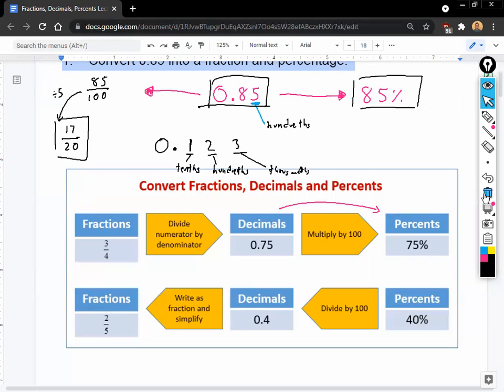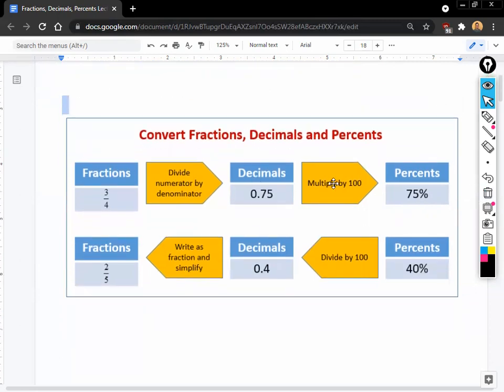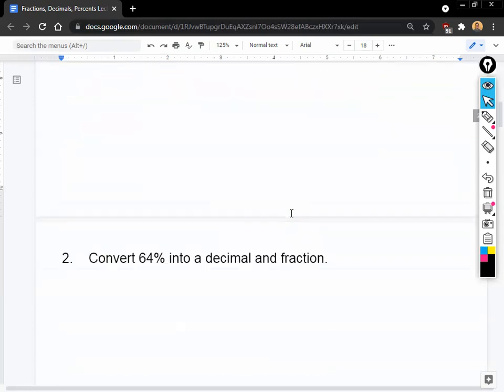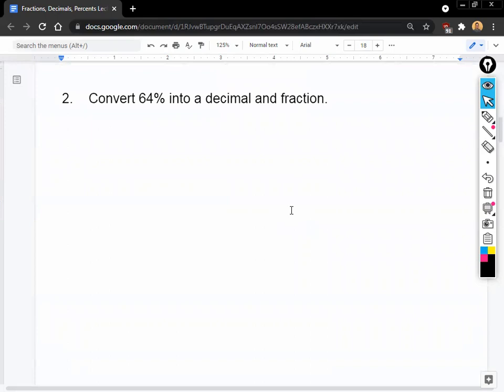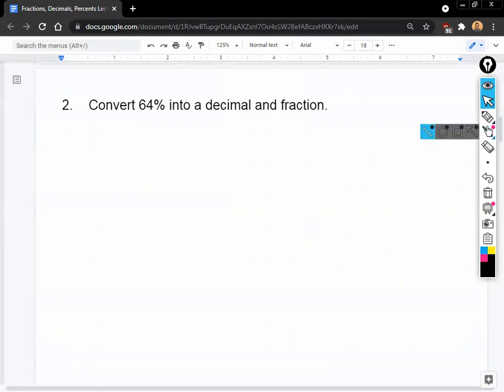Alrighty, let's move on to the next question. I'm not going to have this chart up anymore, so just make sure you have it handy if you need it. I'm going to give you a few minutes to try this one out. I want you to convert 64% into a decimal and then into a fraction. We just went from a decimal to a percentage and fraction. Now we're going in different steps: turn this percentage into a decimal and then turn it into a fraction. I'll give you a minute and a half to do that, and then we will come back together and finish it up.